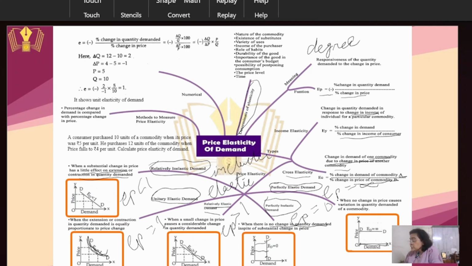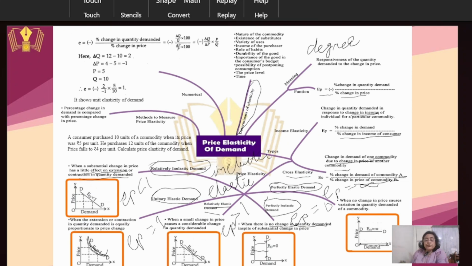Then existence of substitutes. If substitutes exist, demand will be elastic. Why? Because with the change in the price of the commodity, you can go on shifting to the other substitutes. It means you can keep on changing, so it will be elastic. You can give the example that the existence of tea makes the demand for coffee elastic.